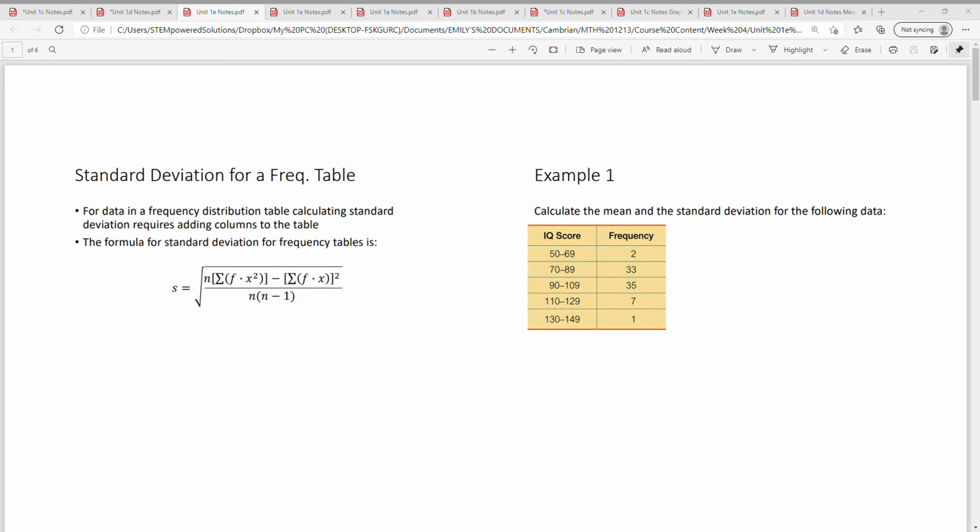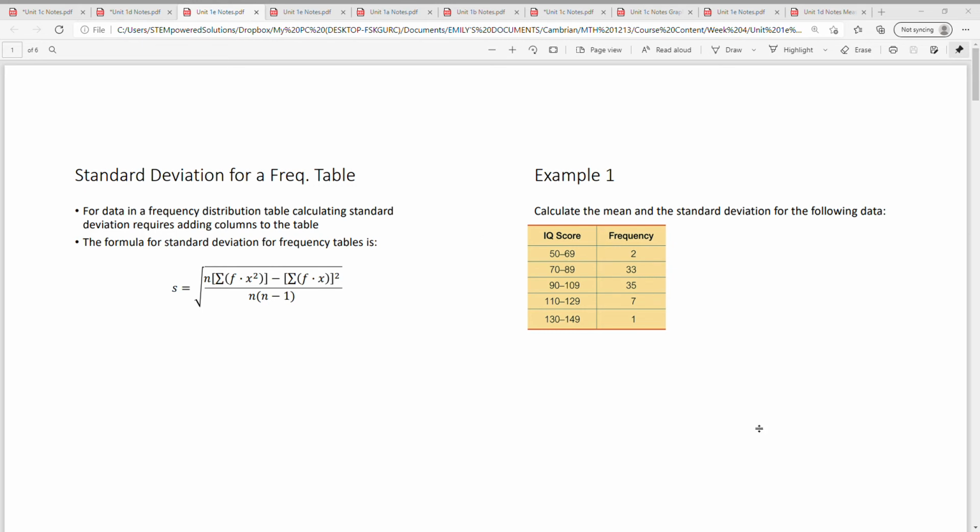So I actually did this in Excel. The command was B2 times C2, so it's the frequency times the midpoint is equal to this column right here. So this is where you can use Excel to your own advantage just by using B2 times C2, or the frequency times the midpoint is what f dot x is.